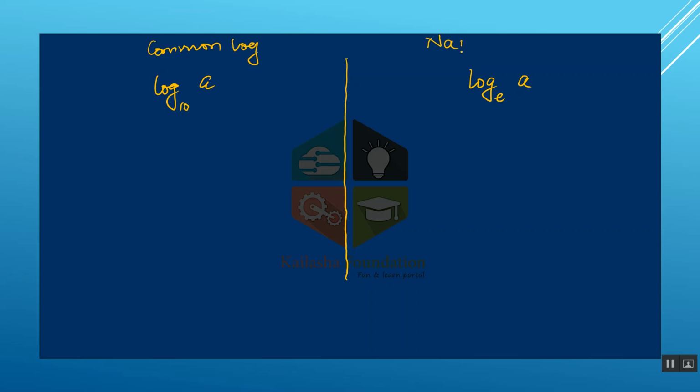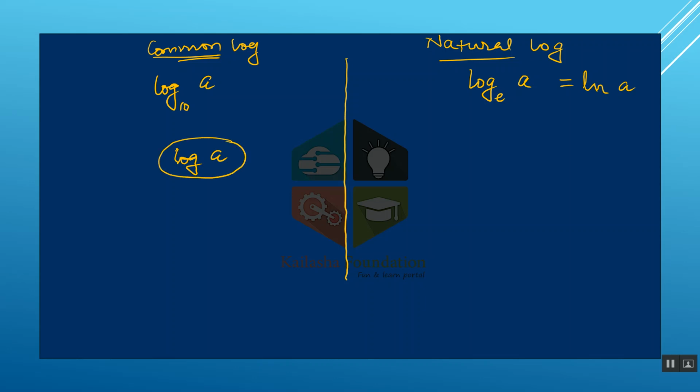and this is natural log or Napierian log. This is also written as ln a. So common log, for the sake of simplicity, when we don't want to write the base, we simply write log a.